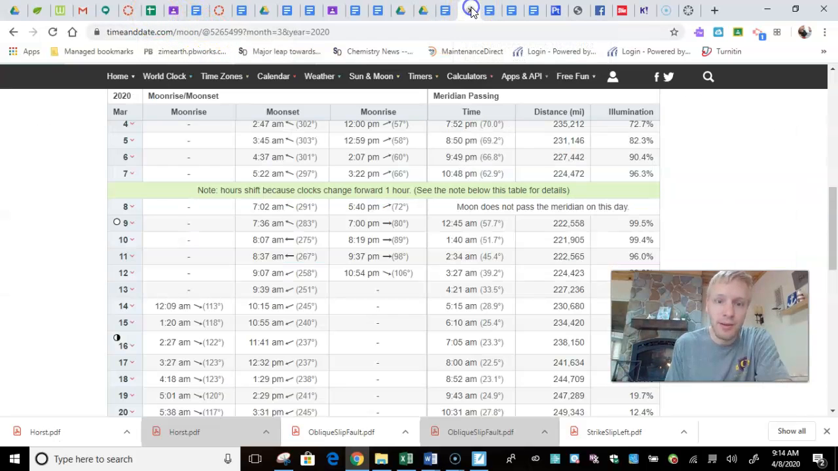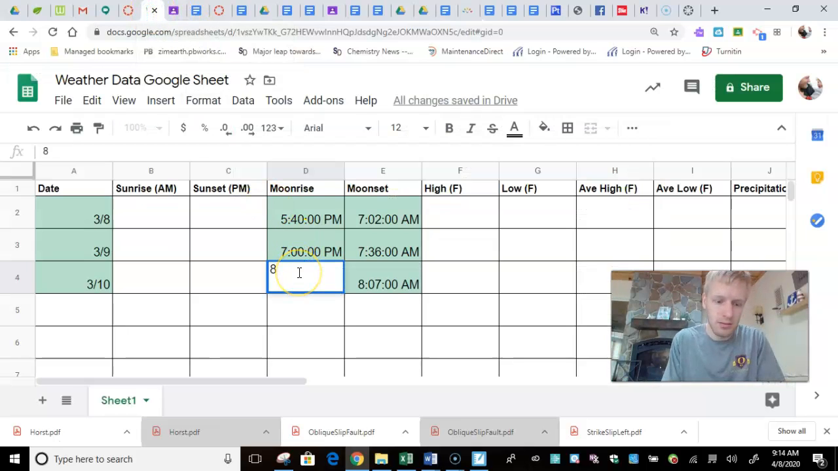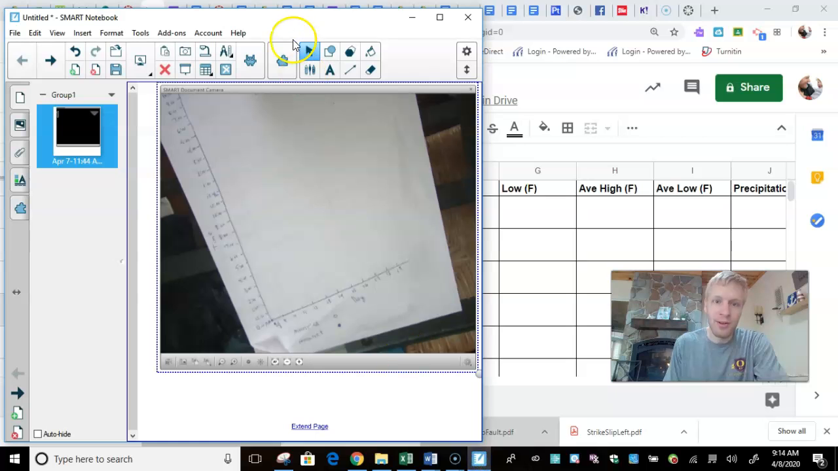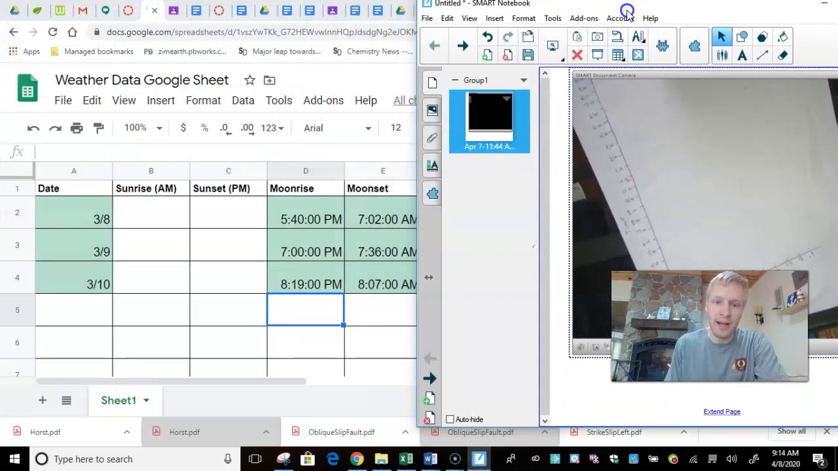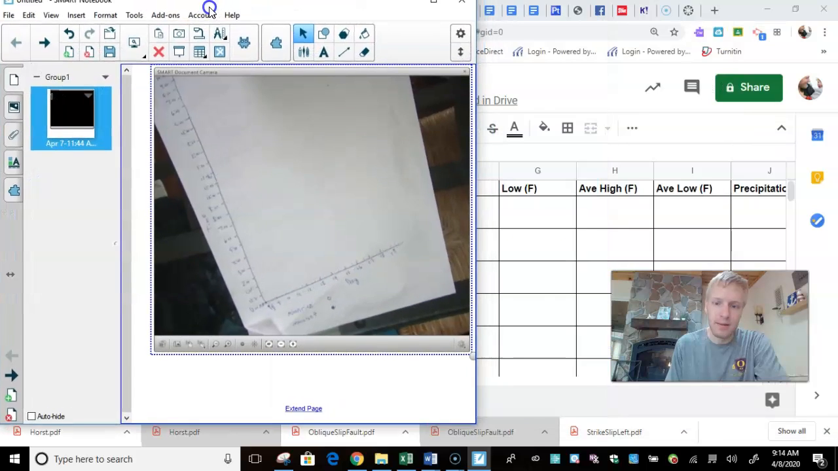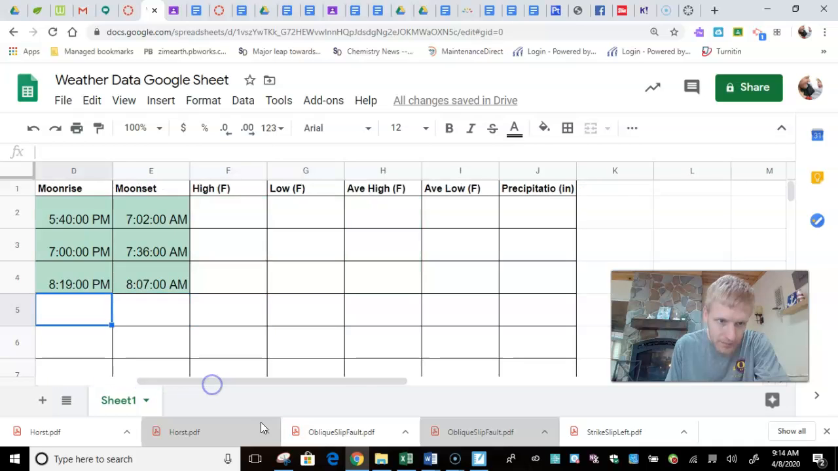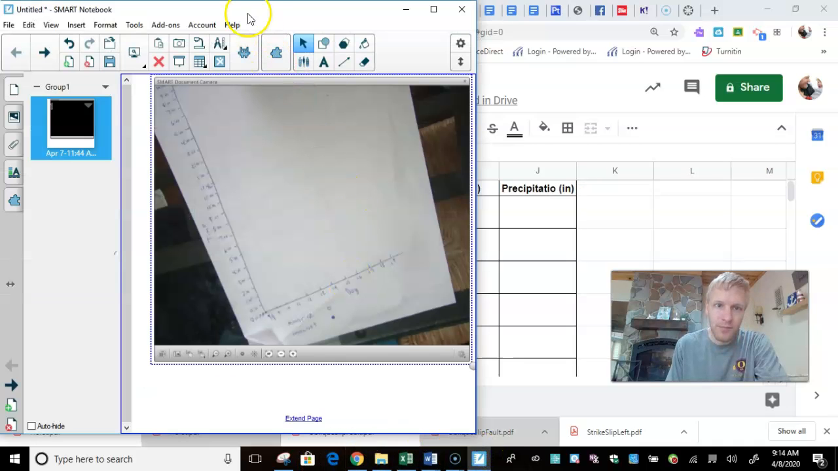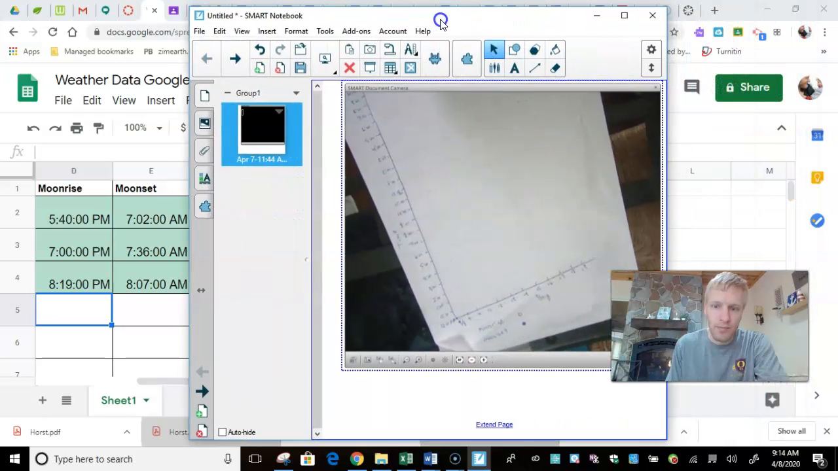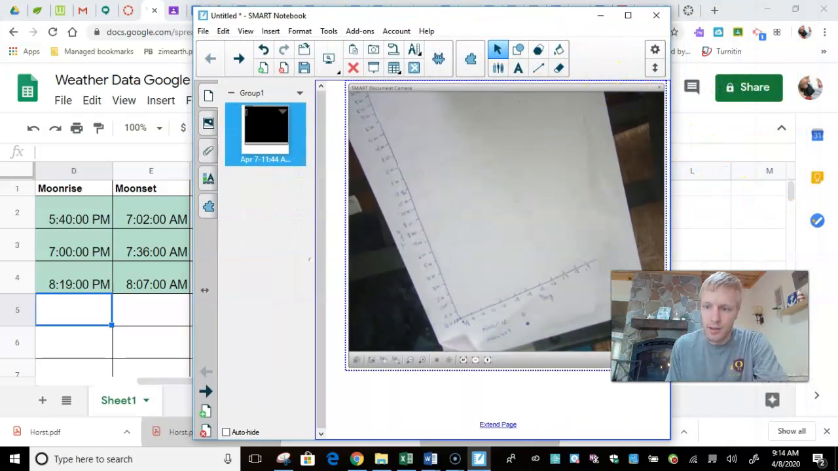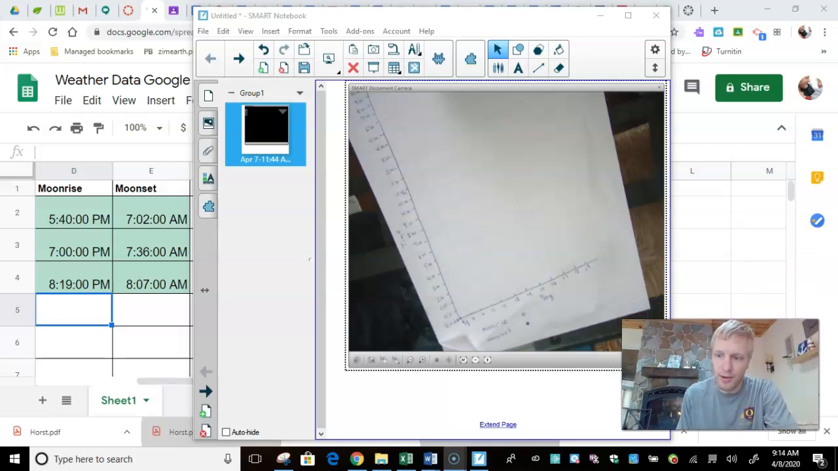All right. So 8:19 p.m. All right. There we go. There are our data points. And now what we're going to do is we're going to graph it. There we go. I'll move myself down here.